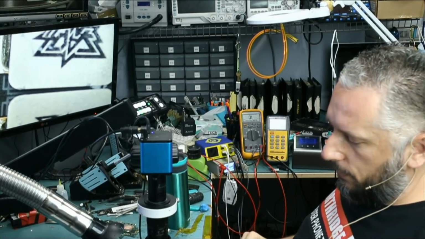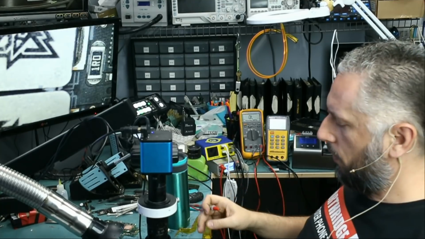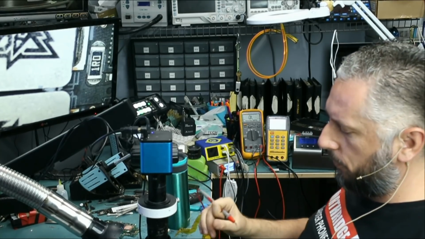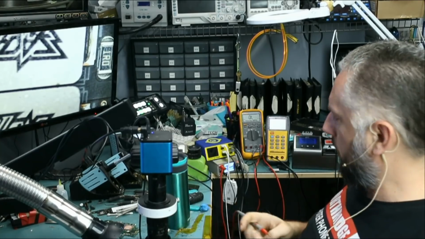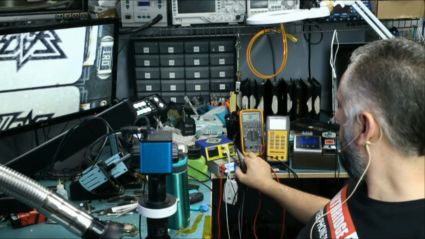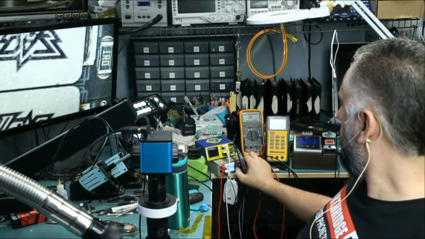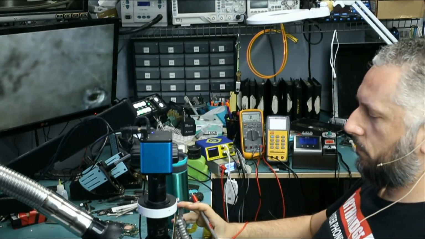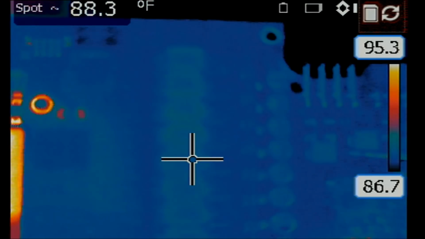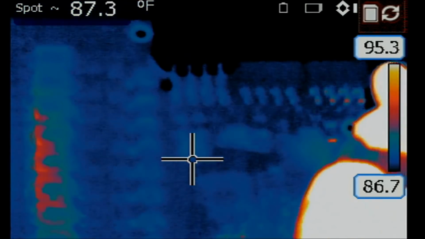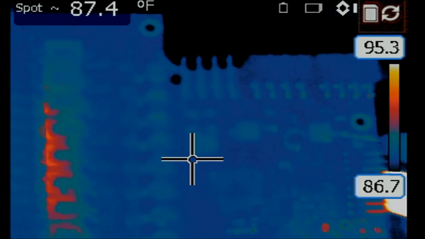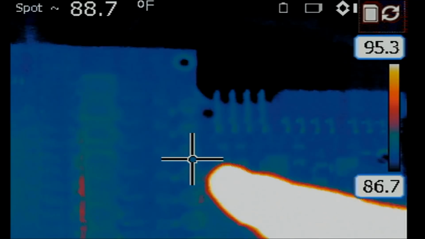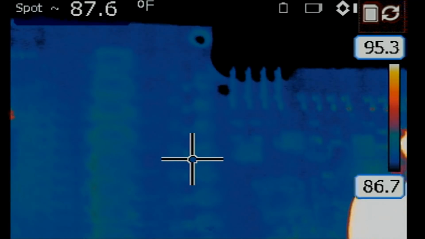Where is the short coming from? That's the question. Right now, what we're gonna do is inject voltage at the shorted coil, and then we're gonna monitor the board under a thermal camera and see what gets hot. We're gonna start with maybe 1.2 volts. All right, let's go ahead and inject voltage at the coil right here. You see we have coil one, two, and three. So we're gonna inject voltage here at the third one.